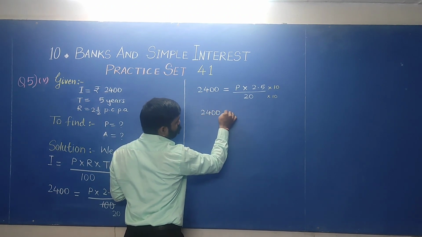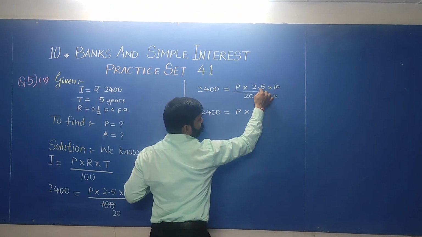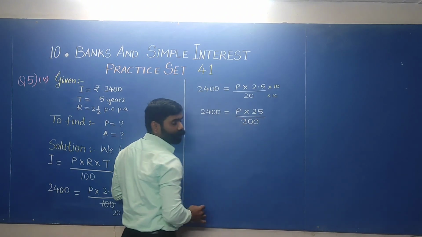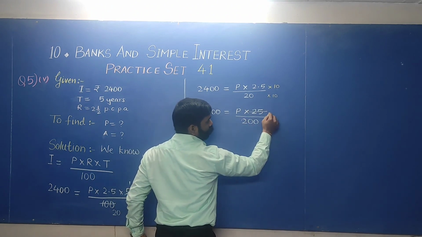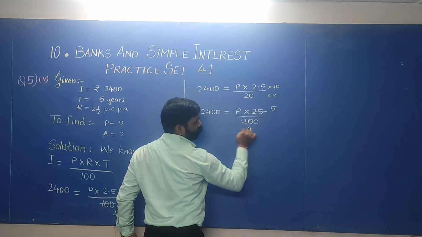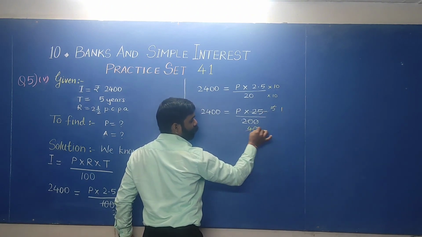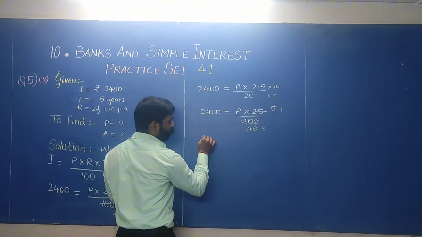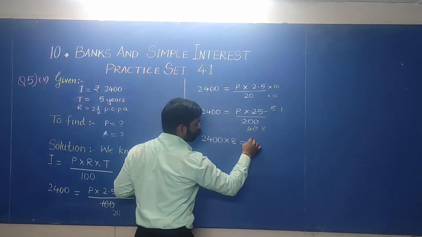So we will get 2400 is equal to P into 25 upon 200, since 20 multiplied by 10 is 200. I am going to cancel this 25 and 200. 5 fives are 25, 5 fours are 20, 5 zeros are 0. Again 5 ones are 5, 5 eights are 40. This 8 will come to the left hand side, and it will become 2400 multiplied by 8 is equal to P.